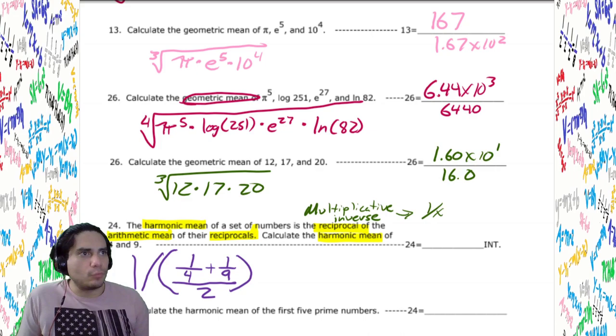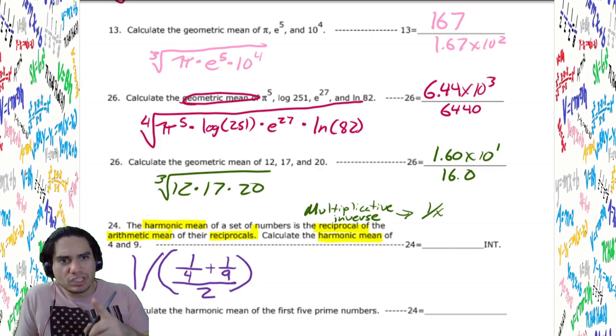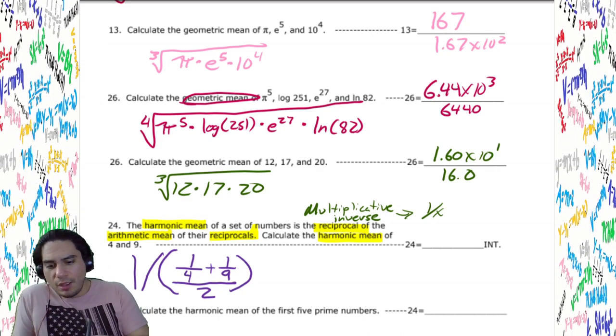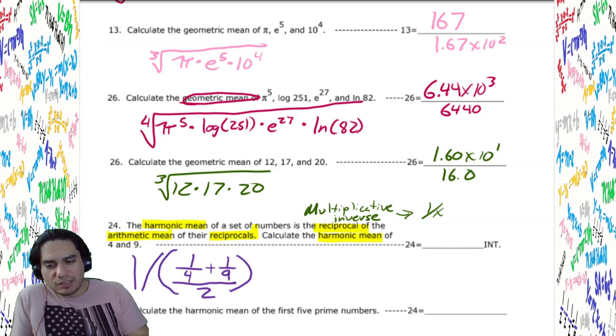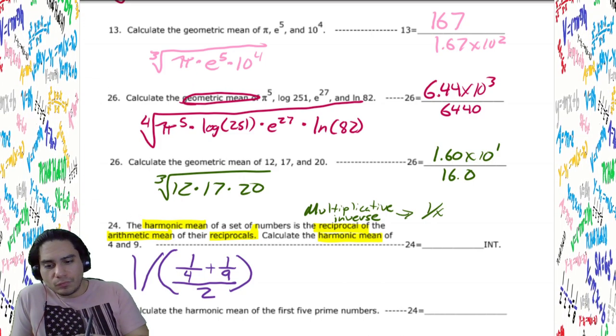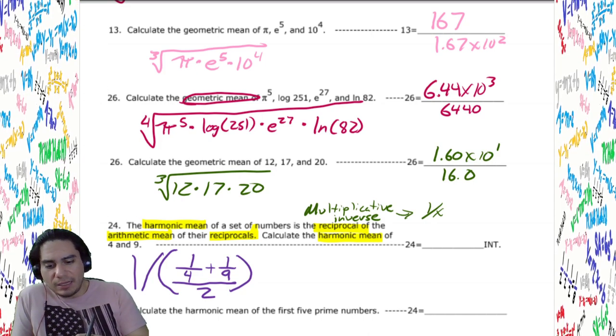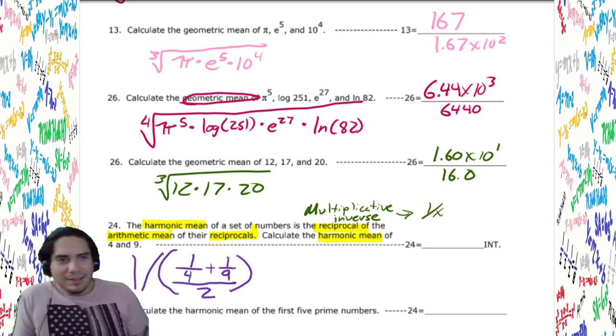Seems like I did something wrong. I'm gonna try one more time here because this seems a little off. We got 4, 1 over x. We got 9, 1 over x. We add them. Then we do 2 divide, and then 1 over x.